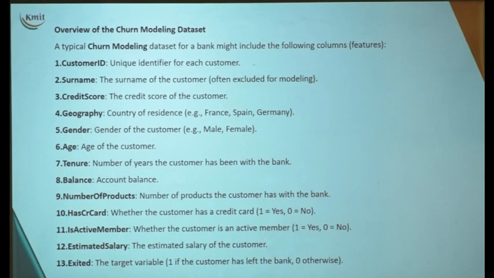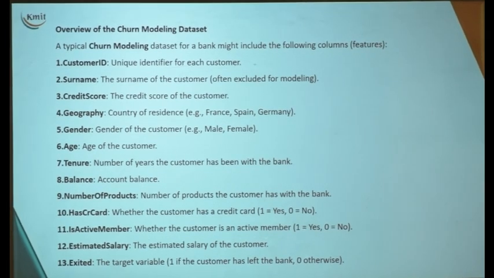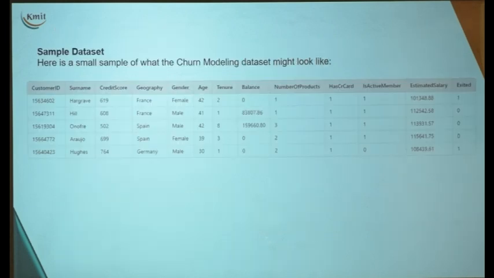Now how many features do I have in this data set? 1 to 13. Customer ID, surname, credit score, geography, gender, age and all that. And observe the last feature. What is the last feature there? Exited, which says whether the customer will continue or exit depending on the other 12 features. So what are my inputs here? Columns 1 to 12 would be my inputs and the output column would be exited. So this is how a sample data set looks like.